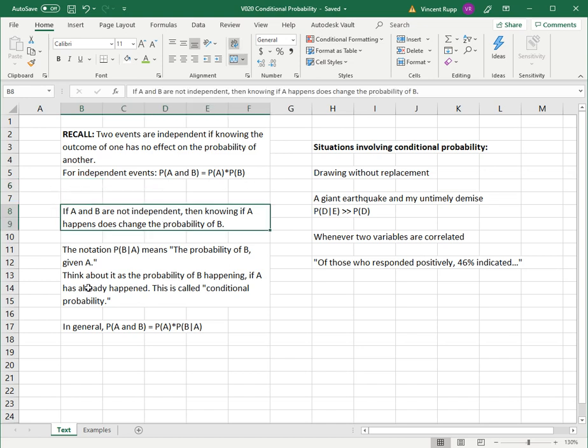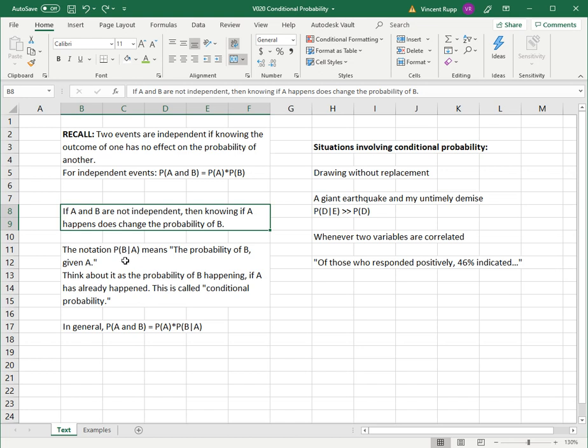However, if A and B are not independent, then knowing if A happens does change the probability of B. And so we have a special notation for that. We use P parentheses B vertical stroke A. The vertical stroke is on the keyboard above the enter sign, but it often doesn't really look like a vertical stroke. So you think about that as the probability of B happening if A has already happened. Like, you know A has happened, what's the probability of B after that?